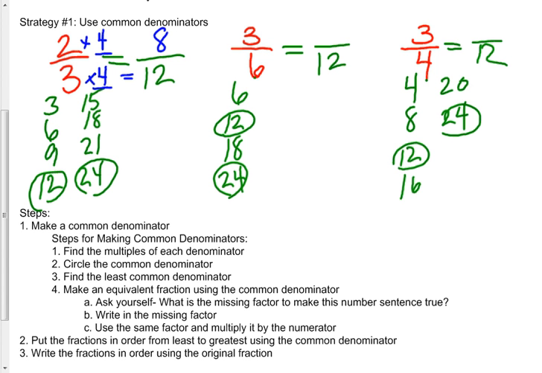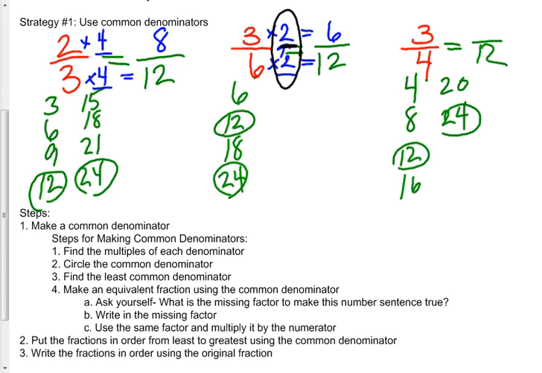We're going to repeat these steps for 3/6 and 3/4. 6 times what equals 12? Well, I know 6 times 2 equals 12. And I'm going to bring that factor right on up to the numerator. 3 times 2 equals 6. And again, I'm keeping that factor in the numerator because 2 over 2 equals 1 whole. Anything times 1 whole stays the same.